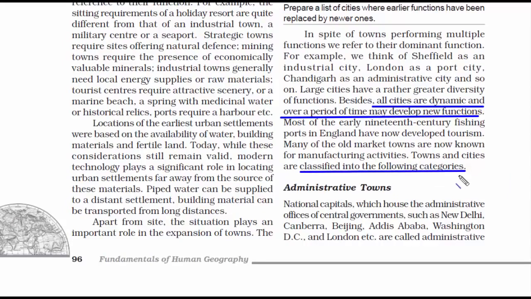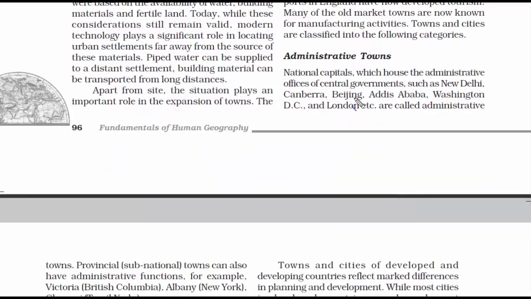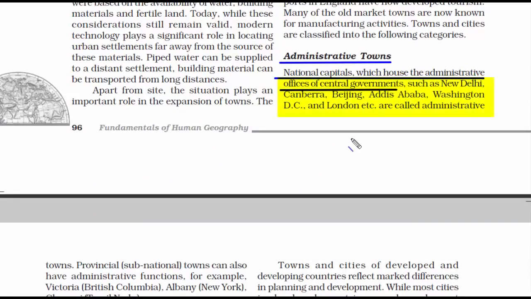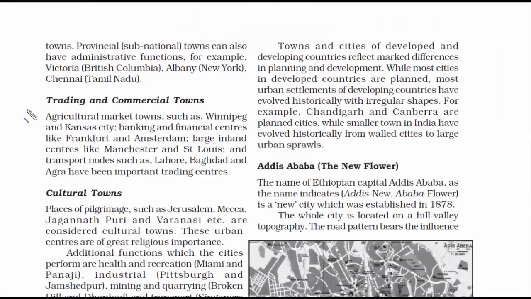Now, towns and cities are classified in the following categories. The first one is administrative towns. These are usually national capitals where the central government does its work. So have a look at this table. These are the cities where the respective country's government does its work. The second one is trading and commercial towns. These are the towns where you will have major trading centers and also commercial services like banking, transportation, financial centers, etc. And these are a few examples of trading and commercial towns.